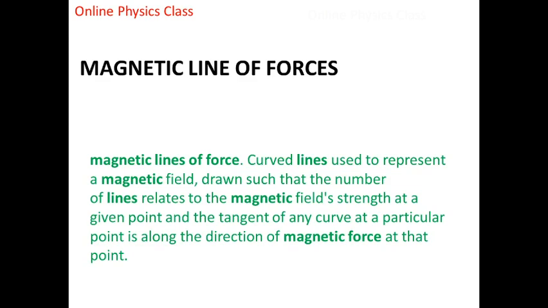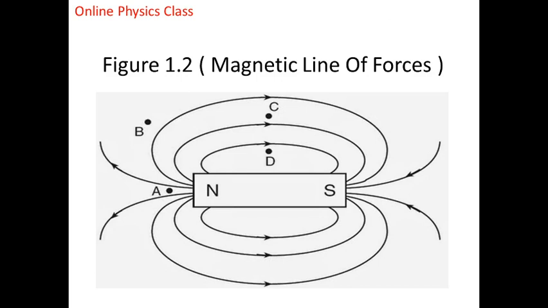Similarly, there are magnetic lines of force. Magnetic lines of force are curved lines used to represent the magnetic field around a magnet. A number of lines are drawn around the magnet in the magnetic field to represent the strength at different points. To get the direction of the magnetic force at any point, we directly draw a tangent at that point, and we get the direction of the magnetic force acting at that point, as shown in this figure.